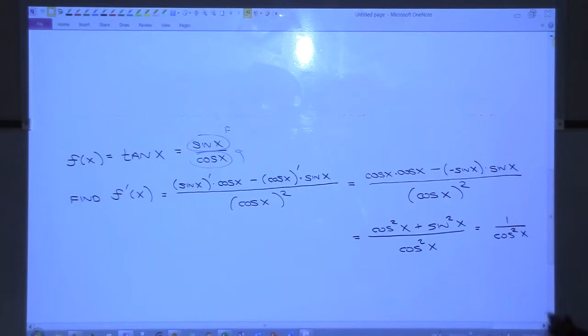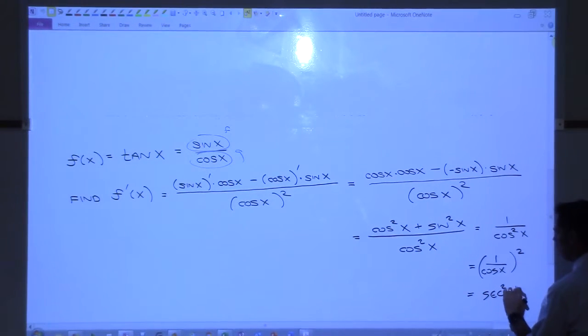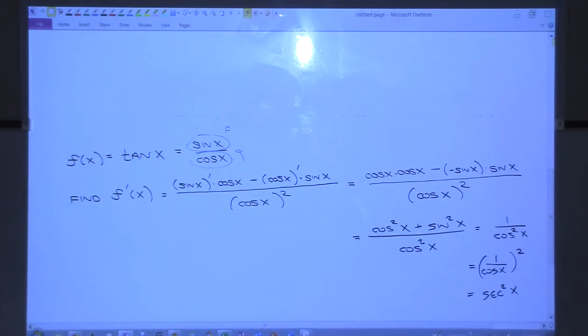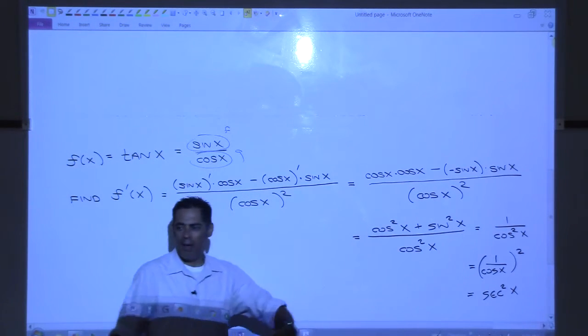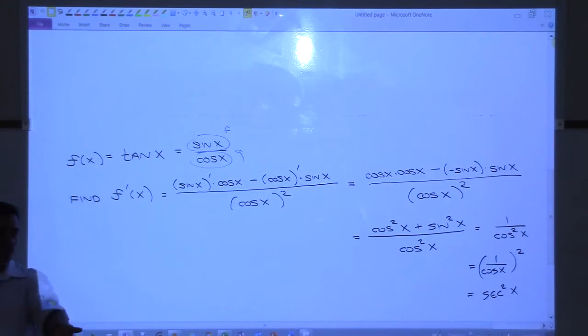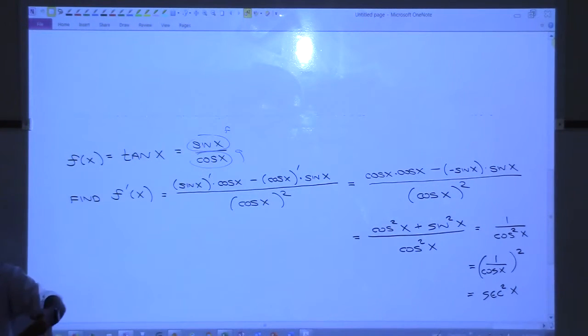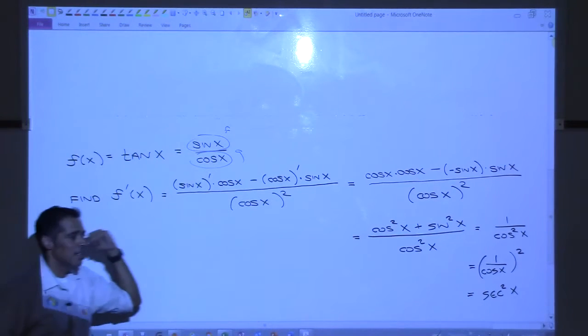But that is the same as writing 1 over cosine x, the whole thing squared, right? Because when you square 1 and you square cosine, you get the same thing. But 1 over cosine is secant. So this is the same as secant squared x, which is what you said it was, Jasmine. But now you know why, right? So you do not need to go through this every time. You know how everyone here already knows the derivative of sine x is cosine x? And derivative of cosine x is negative sine x? Now add to that, the derivative of tangent of x is secant squared x.